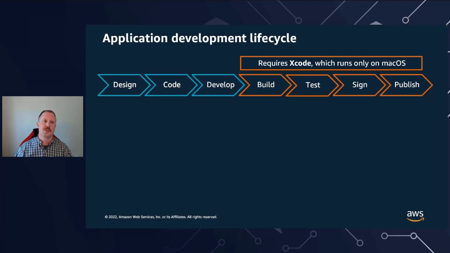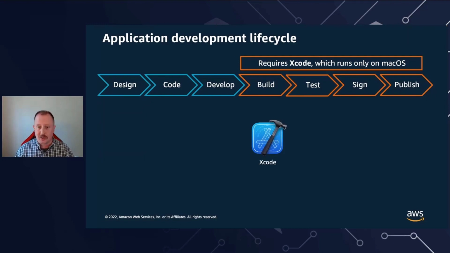So this is the application development lifecycle for Apple hardware. The design, code, and develop steps are fairly simple. That's what you have to do for most software projects. However, the final four, the build, test, sign, and publish steps for Apple hardware, they do require Xcode, which does only run on macOS.